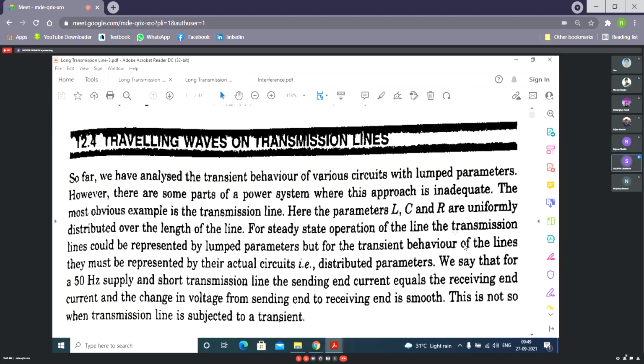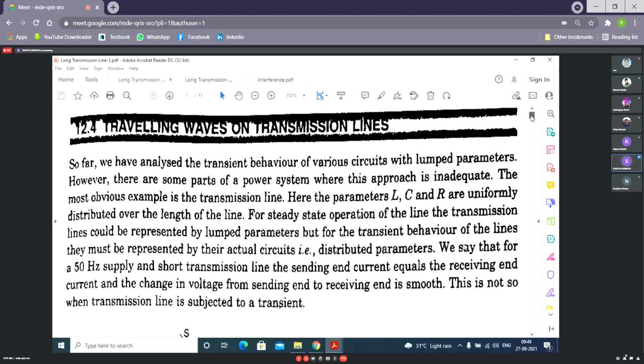As we are considering the performance of transmission lines, we will consider the phenomena of this voltage and current wave as traveling waves in transmission lines. Why can they be considered traveling waves? When the term traveling comes, that means the waves are taking certain time to travel. Why are they taking time?